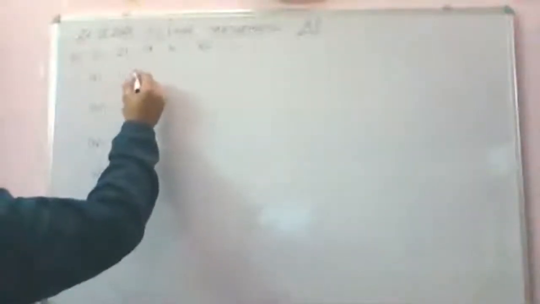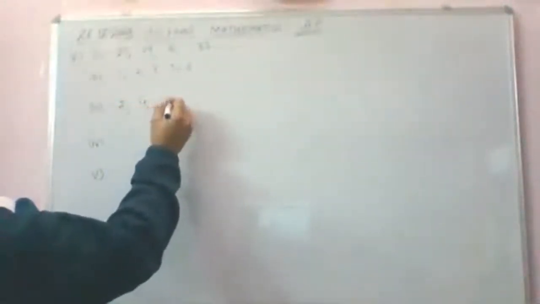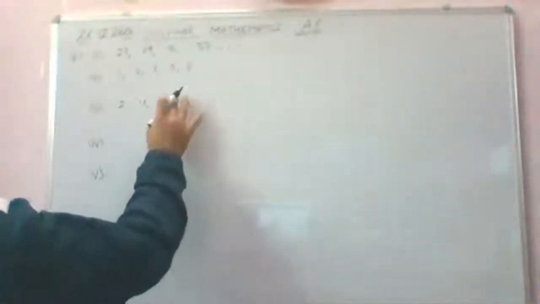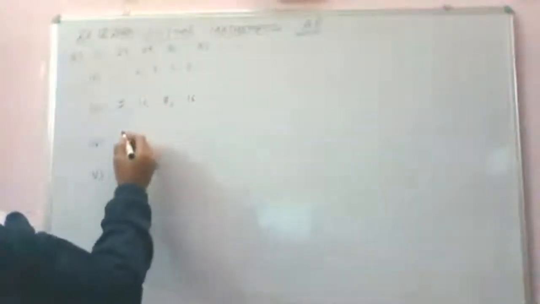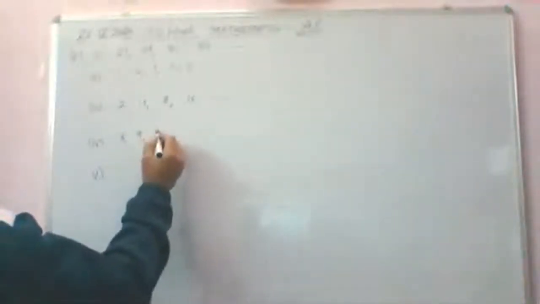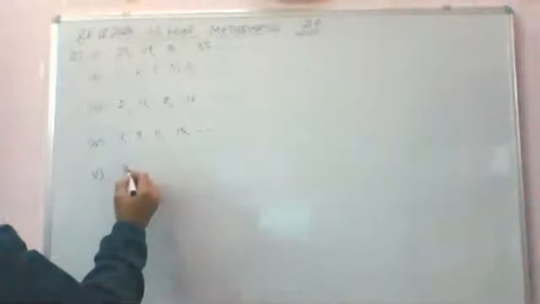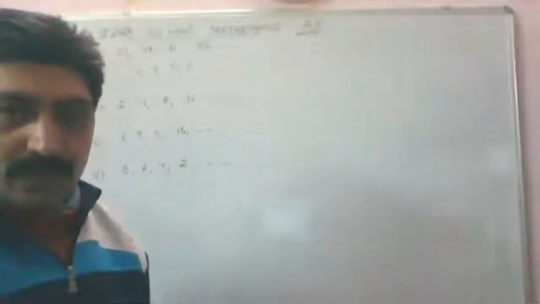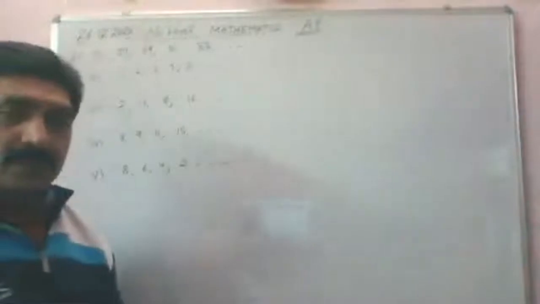Second: 1, 2, 3, 5, 8, and so on. Third: 2, 4, 8, 16. Then 3, 7, 11, 15, and so on. And then 8, 6, 4, 2. First of all, you have to tell whether they are AP or not. If they are AP, you have to find their seventh term using the formula. So do it fast.